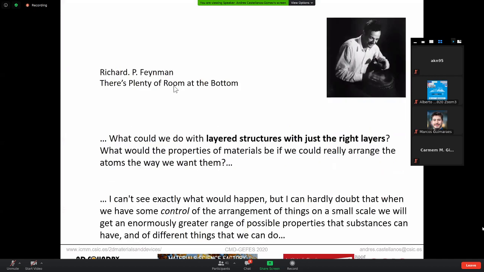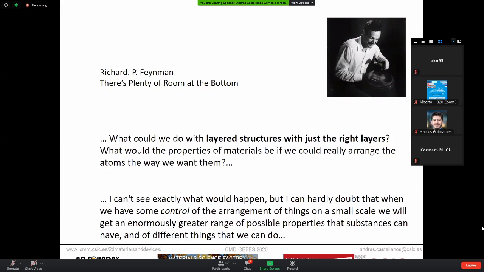And moreover, if we go back to There's Plenty of Room at the Bottom from Feynman, we can see that there is the very same concern there. He was wondering what could happen if we have control over layered structures and we arrange these layers with just the right layers. Okay, so this is already an old dream in nanotechnology that is nowadays possible with these two-dimensional materials.